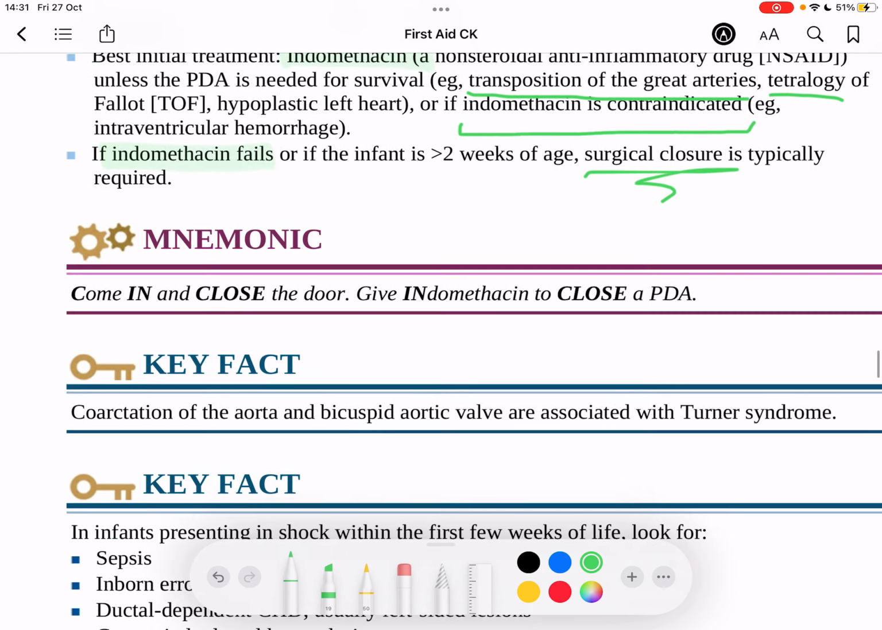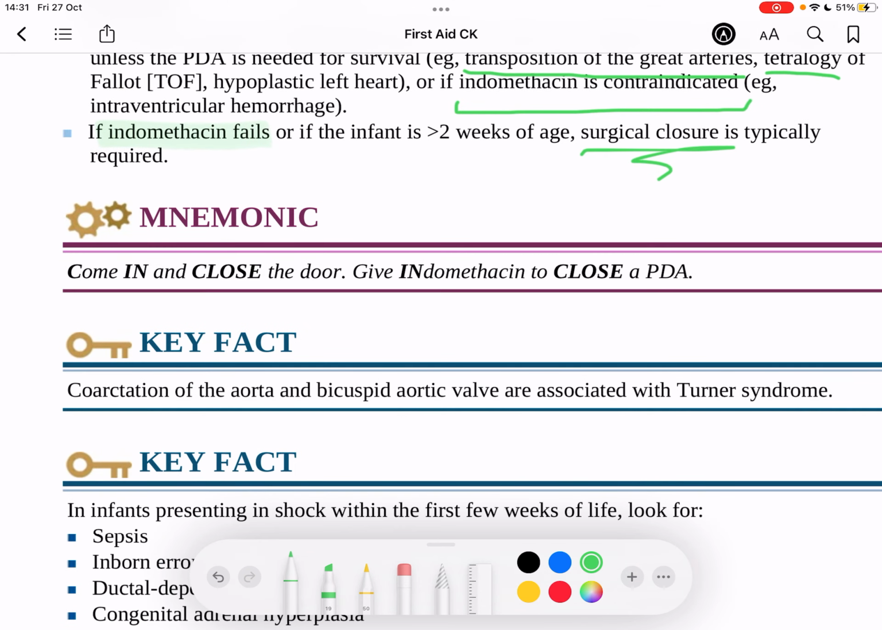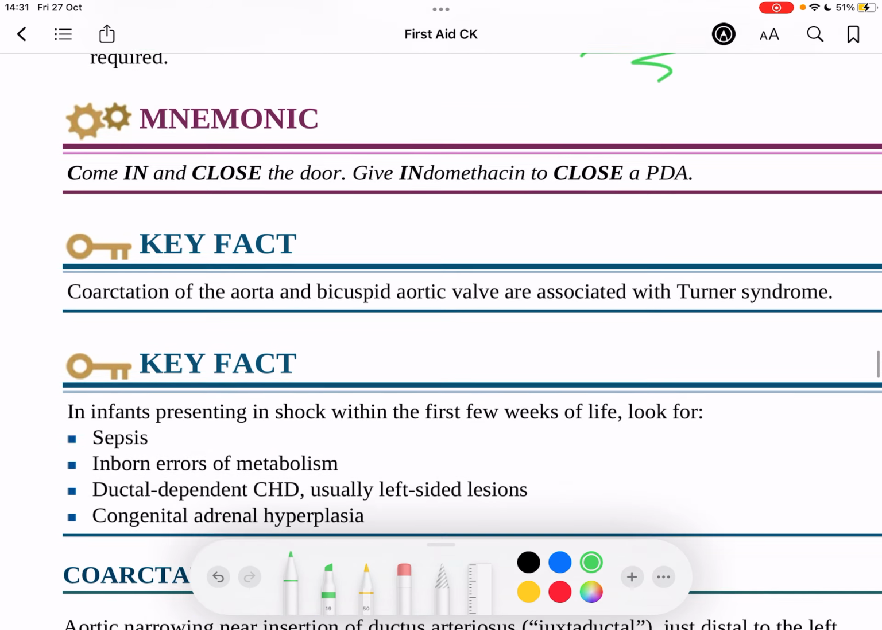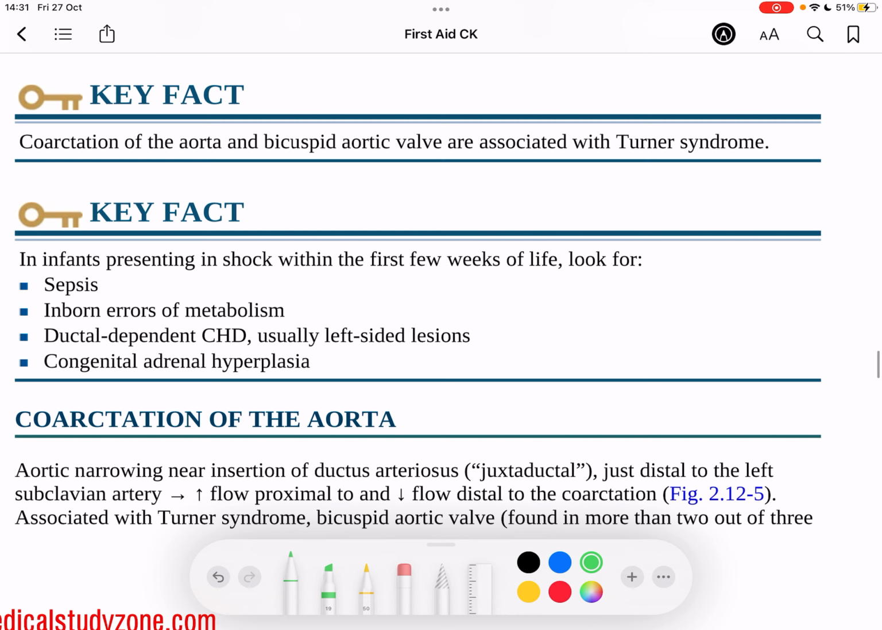And then just a little mnemonic. I don't really understand this mnemonic, so I'm going to leave it. If you like it, you can read it, but I'm not going to read that. So I'm just going to read a few key facts. Coarctation of the aorta and bicuspid aortic valve are associated with Turner's syndrome. If you've done your Step 1, this is easy peasy.